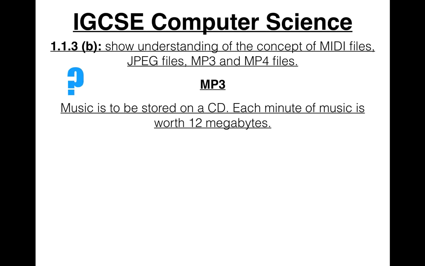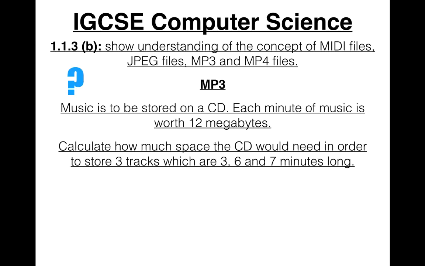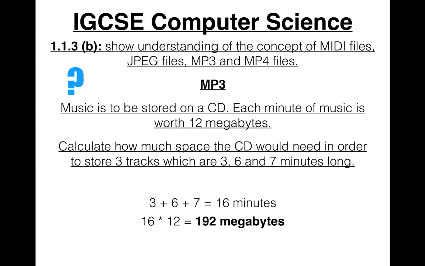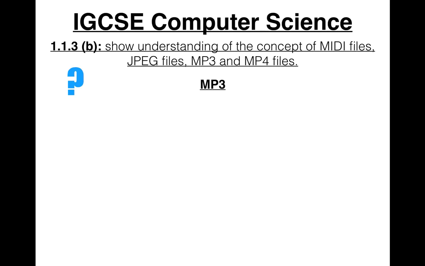So here's another question. Music is to be stored on a CD. Each minute of music is worth 12 megabytes. Calculate how much space the CD would need in order to store 3 tracks, which are 3, 6, and 7 minutes long. So we add up the minutes to get 16 minutes in total. And then we times 12, because each minute is worth 12 megabytes. So 16 minutes times 12 gives us 192 megabytes.